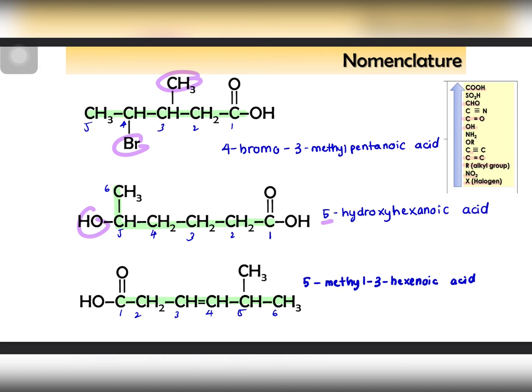Okay, you have 6 carbon, but in this case you ada C double bond C. So highest priority kita akan consider ini. So dia akan jadi hexanoic acid, and you have methyl at 5th carbon. So dia akan jadi 5-methyl 3-hexanoic acid.